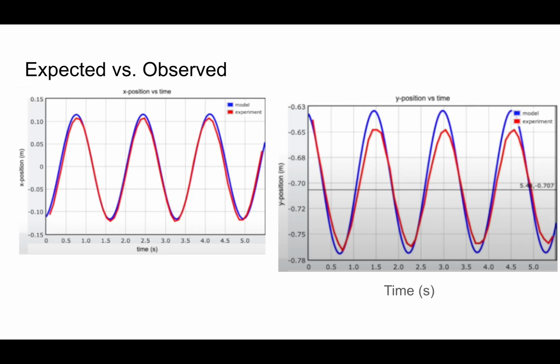Here's where we compare the theoretical values from the simulation to the observed values from Tracker. Overall, the match between the two was very strong, especially in the horizontal direction. There were some minor mismatches in the vertical position, which was likely due to a tracking error or some real world effects that we didn't capture in the simulation.